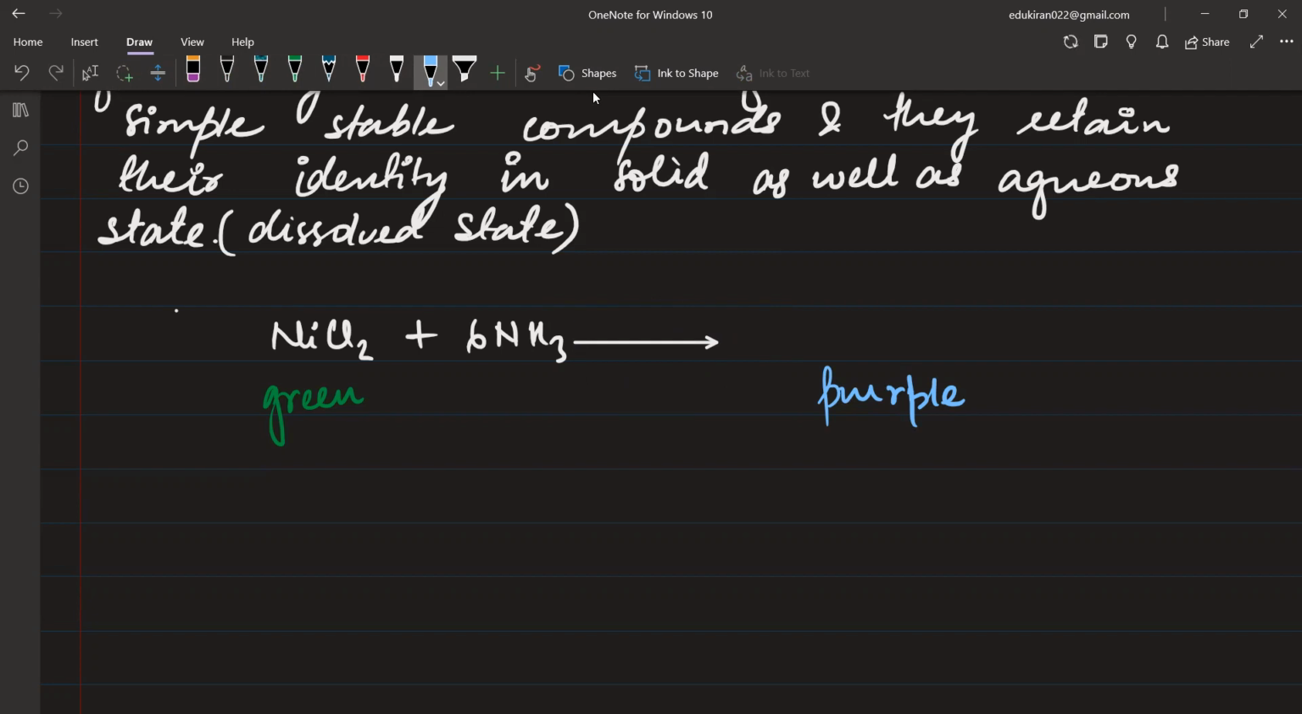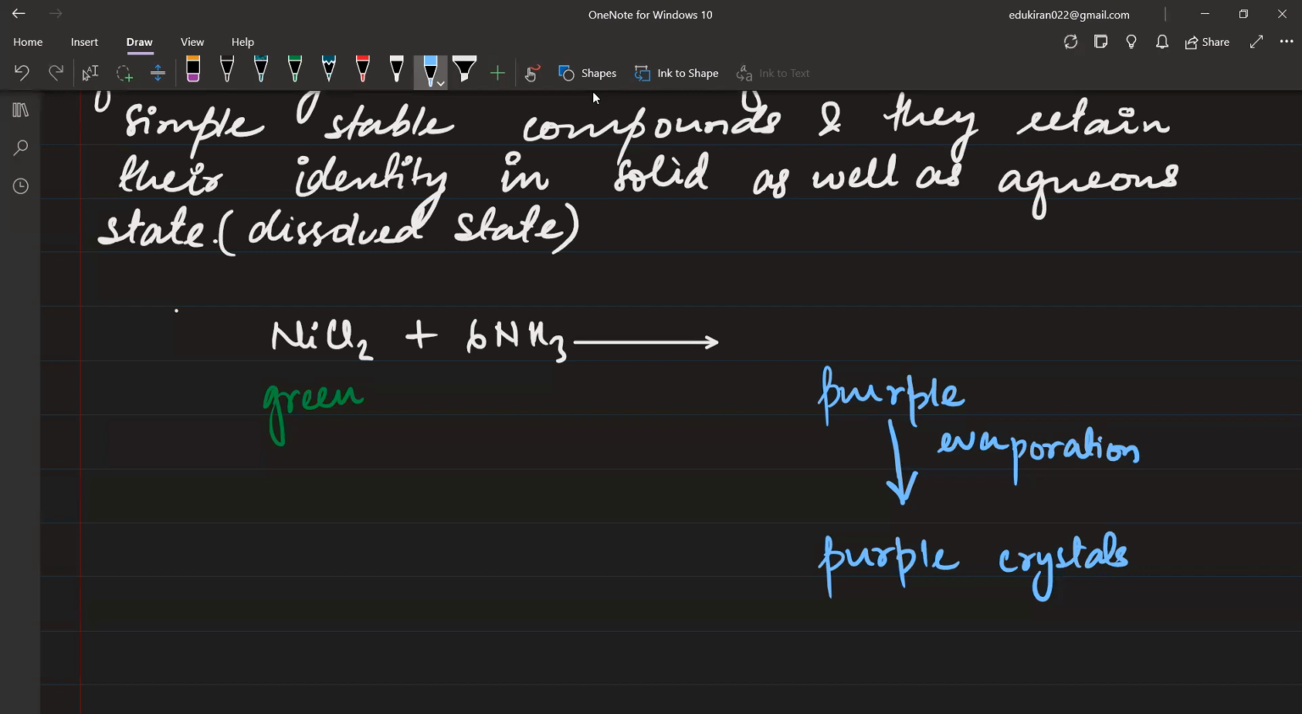Okay, now this is in liquid state, and when we are going to evaporate it, on evaporation, this liquid will get converted into crystals, and we got purple crystals also. Then in dissolved state as well as in solid state, the identity was maintained. That means the color was coming from a particular compound, and that compound maintained its identity in the solid state, that means in crystalline form, as well as in the dissolved form.